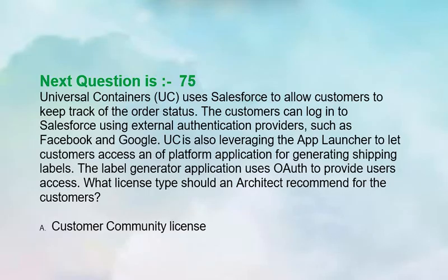Option A: Customer Community License. Option B: Identity License. Option C: Customer Community Plus License. Option D: External Identity License. Correct answer is option D.